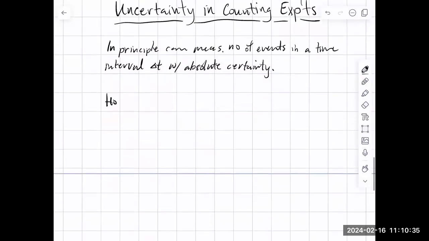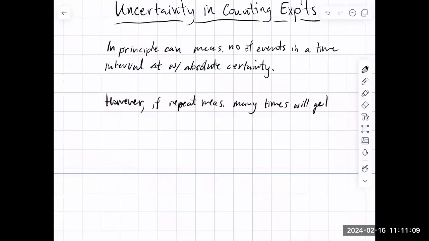Okay, so however, if we repeat the measurement many times, we will get statistical fluctuations in the number of counts.